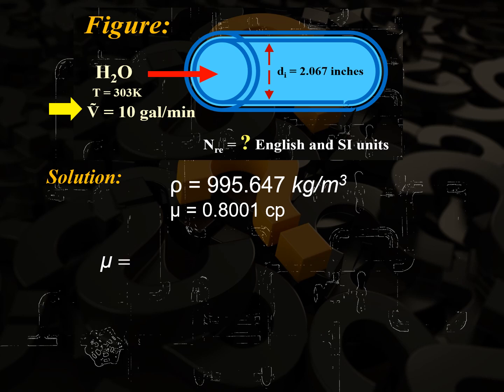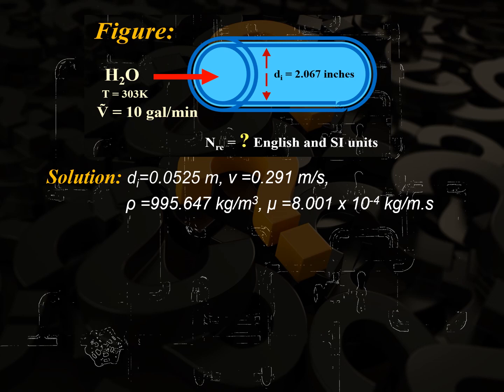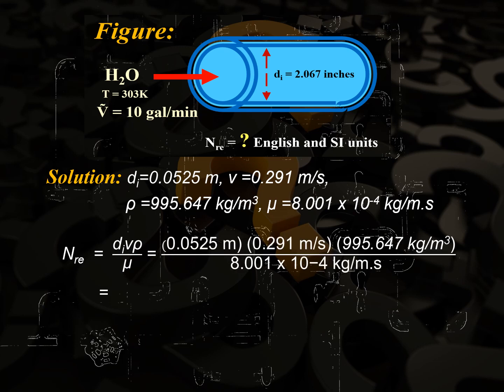Hence, we have 0.8001 centipoise, and for every 1 centipoise, you have 0.001 kilograms per meter second. And so we are getting a value of 8.001 times 10 to the minus 4 kilograms per meter second. We will now substitute the values of the diameter, velocity, density, and viscosity in the equation of the Reynolds number. The calculated value for NRE is, surprise, it's still 1.905 times 10 to the fourth.